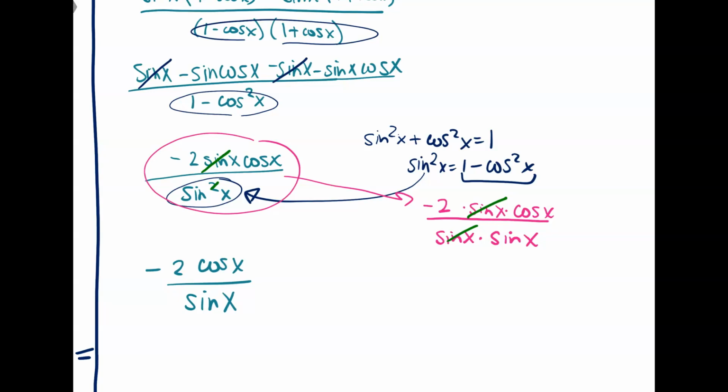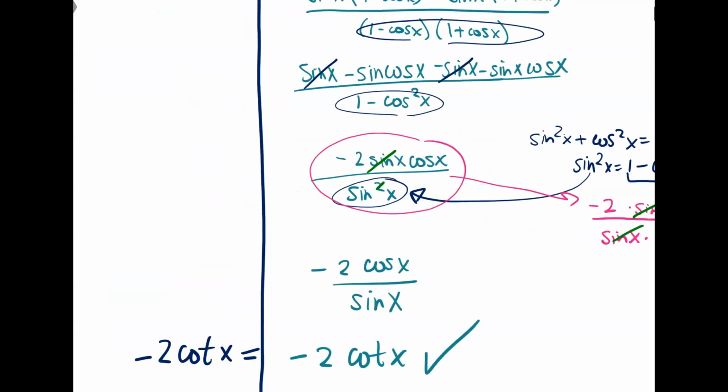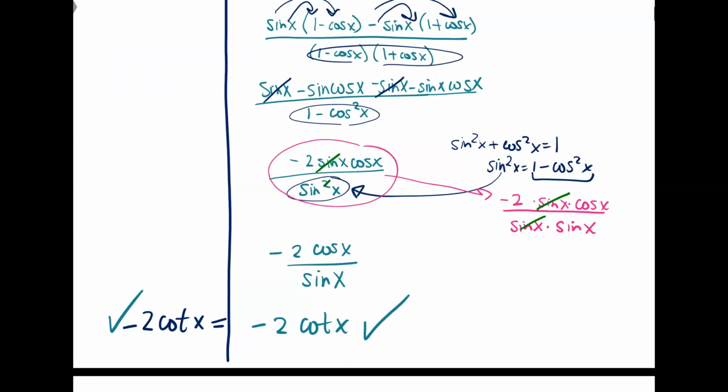Cosine over sine is tangent, so wait, isn't it cotangent? Cotangent, yeah. So it's just going to be negative 2 cotangent of x. Wait, hey, that's what we're supposed to get. Oh, yeah. Okay. It's just nice when things work out.